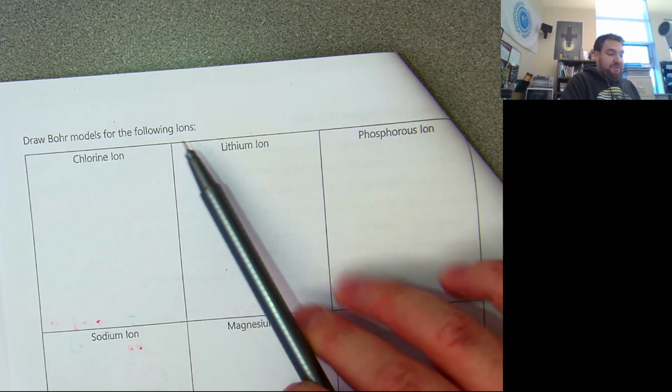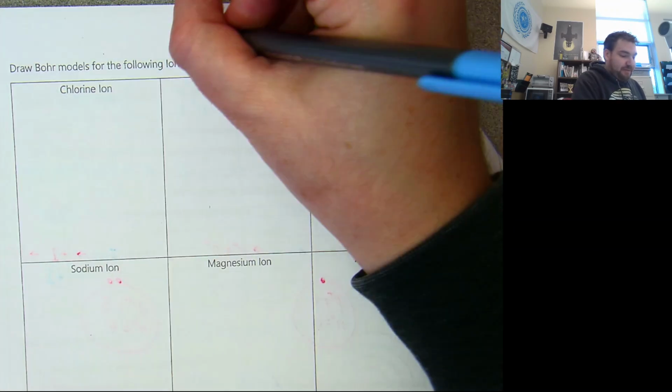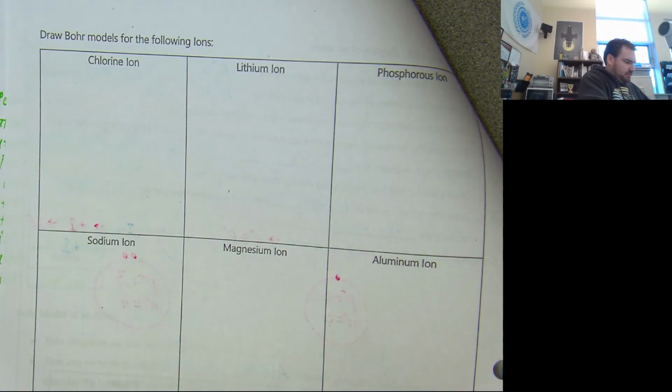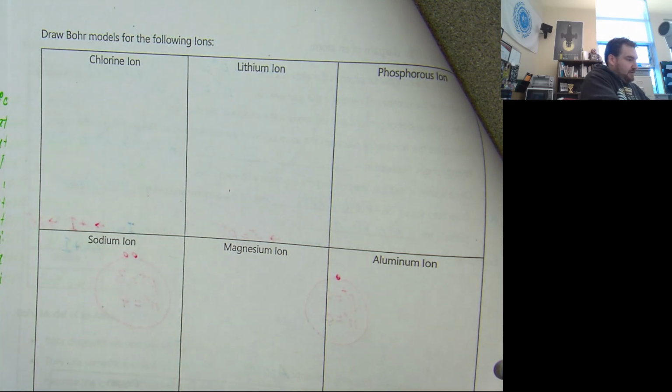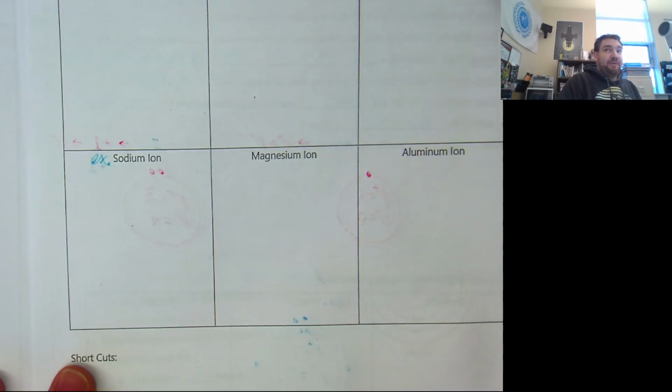Flip the page. On this page, I want you, these guys as well, drawing Bohr models for the following ions. You guys are going to do 6 of these for me here. I'll do one example of these guys. We've done lithium already. I'll do sodium, this guy down here as an example. And then the rest will be for you to play with.